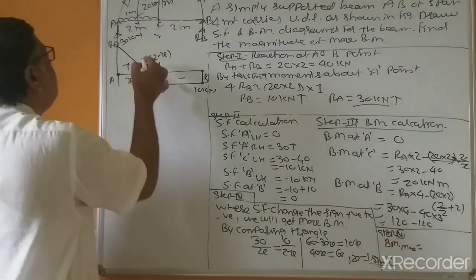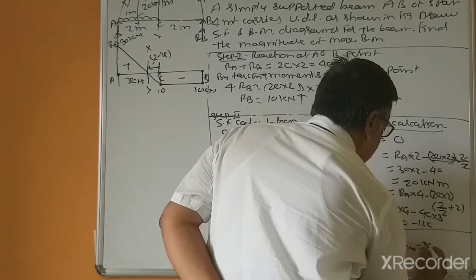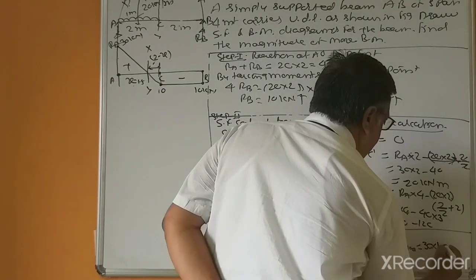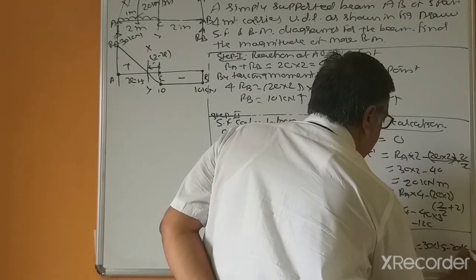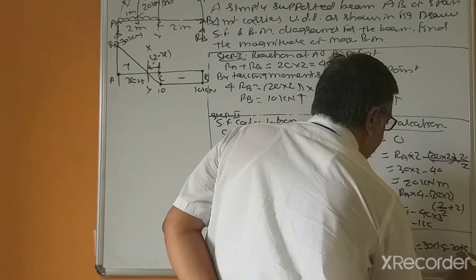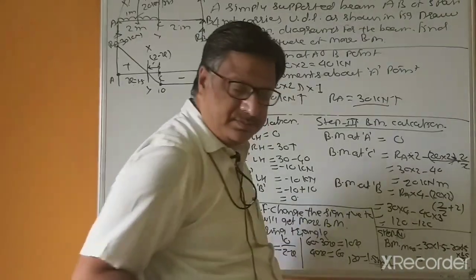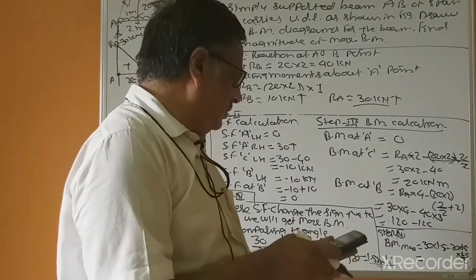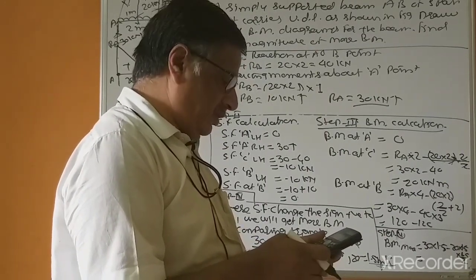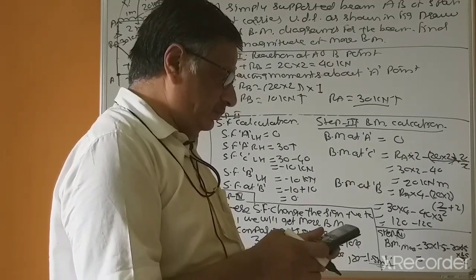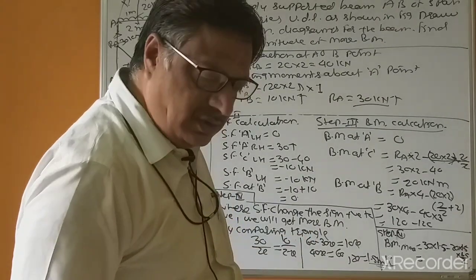So you have to consider section XX here, and RA equal to 30 multiplied by this distance 1.5 minus 20 into 1.5 multiplied by 1.5 divided by 2. That is 45 minus 20 multiplied by 0.75, which gives 22.5.